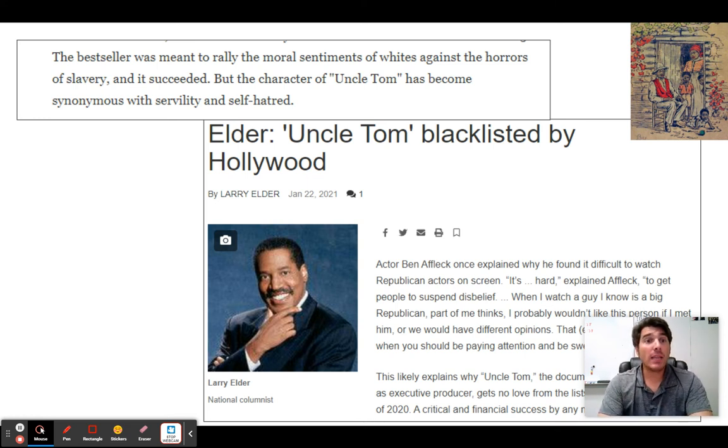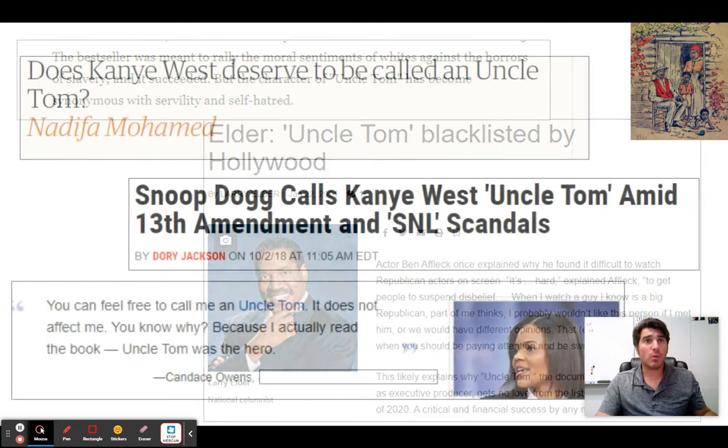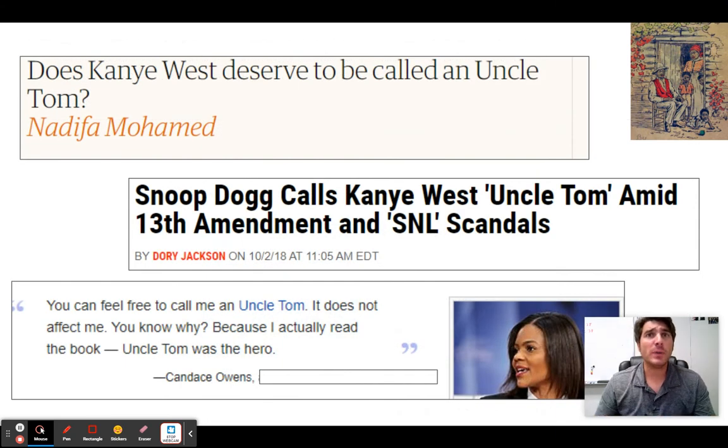All right, Larry Elder. So here's Elder, Uncle Tom, blacklisted by Hollywood. Larry Elder is a very famous columnist and writer. I think he's got a radio show, and he's got a movie that came out that I'll show here in just a minute. But a couple more here. Does Kanye West deserve to be called an Uncle Tom? Because Kanye West was pro-Trump? Snoop Dogg calls Kanye West Uncle Tom amid the 13th Amendment and SNL scandals. And then down here we have, you can feel free to call me Uncle Tom.